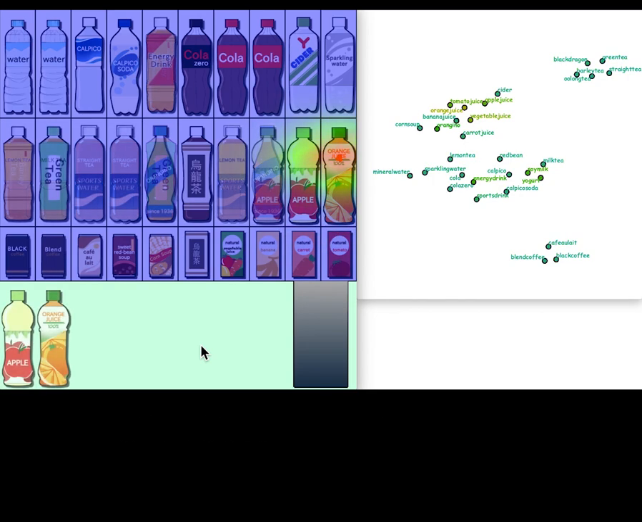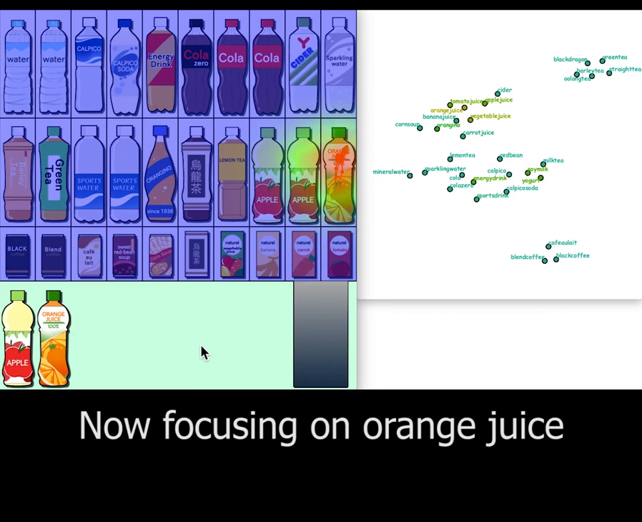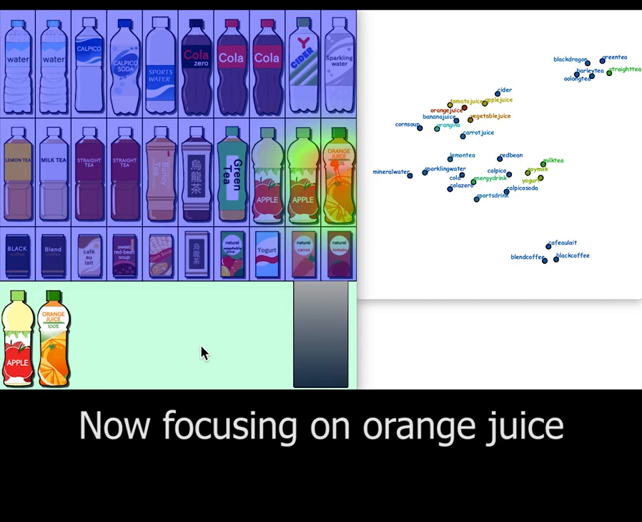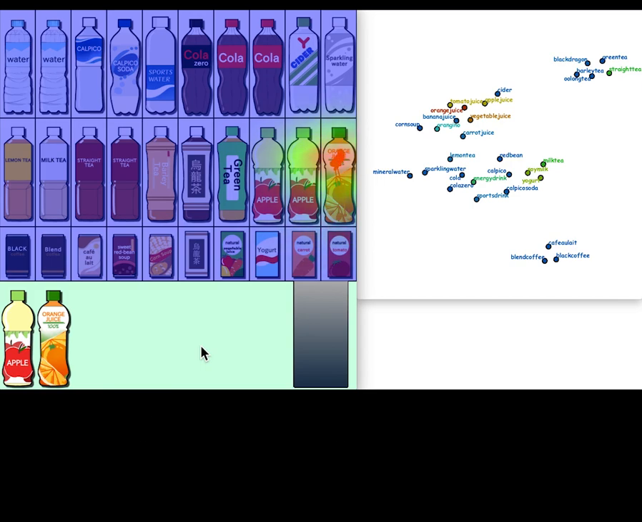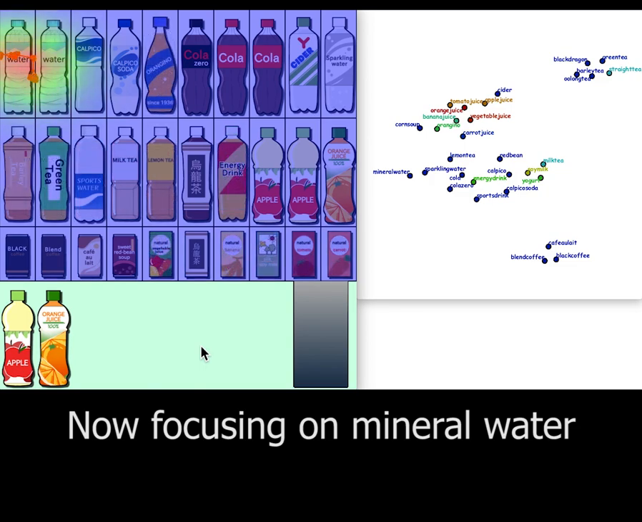In the first scenario, the viewer first focuses on orange juice bottles and then shifts attention to mineral water bottles. In this scenario, a new apple juice bottle joins and even stays in the grid even after the viewer changed the attention to mineral water bottles.